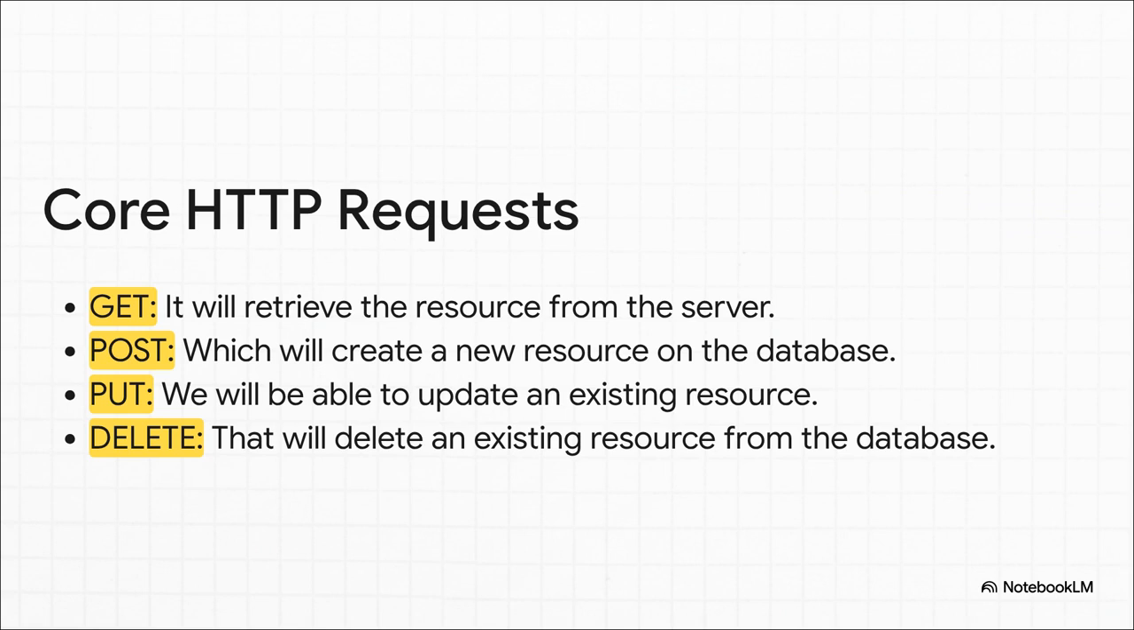So let's break that down. A GET request? That's just like asking for an existing file from the archives. You're simply retrieving data. A POST request is all about adding a new document to that file, creating new data. PUT lets you update an entire existing record. And DELETE, well, that one's pretty self-explanatory. It removes a record completely.